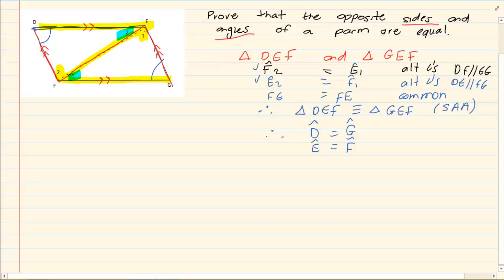Now what do we do about the sides? We've got that EF is equal to EF. That's one side. If we're working with F2 and E1, then I can say from my congruency that DE is equal to FG. And if I'm working with E2 and F1, then I can say that DF is equal to EG. Now look at what we have.